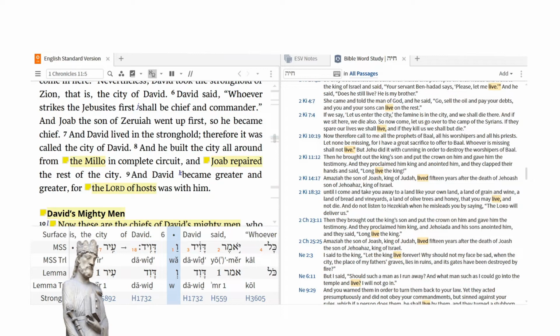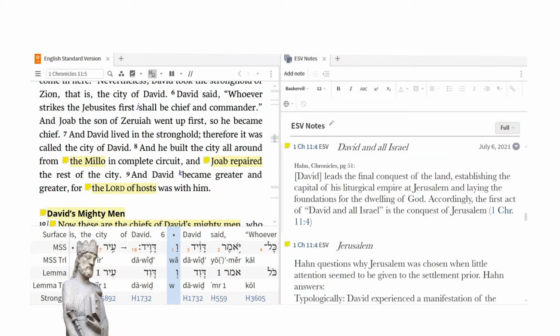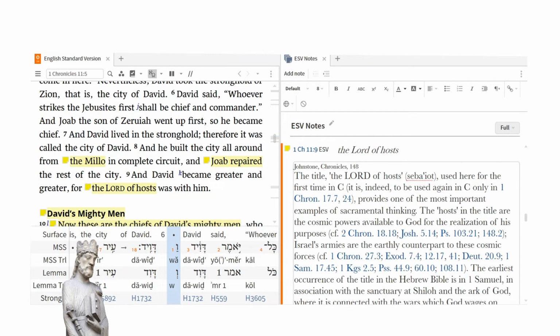From here on out, I think we can kind of scrub through a lot of the stuff, because, like I said, it's eventually going to turn into a lot of lists, but there is some interesting stuff, so we'll just hit on some of these things. We'll pick up here in this phrase, and David became greater and greater, for the Lord of hosts was with him.